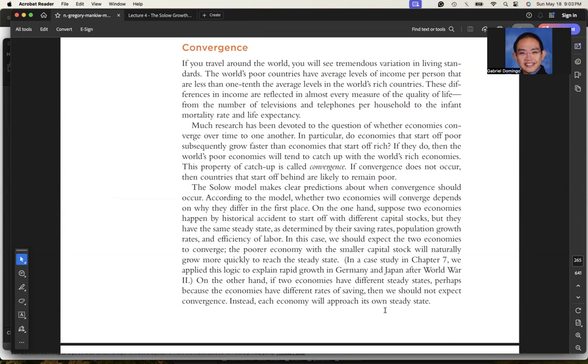If you were to look at the literature, it's what's called conditional convergence, which is if countries are otherwise similar, then the model will predict conditional convergence. The poorer you are relative to your rivals, or other countries in the same neighborhood or same geographic region, otherwise similar countries, then the poorer country, the one with the smaller capital stock, will tend to grow faster than the richer country. So that's called conditional convergence.